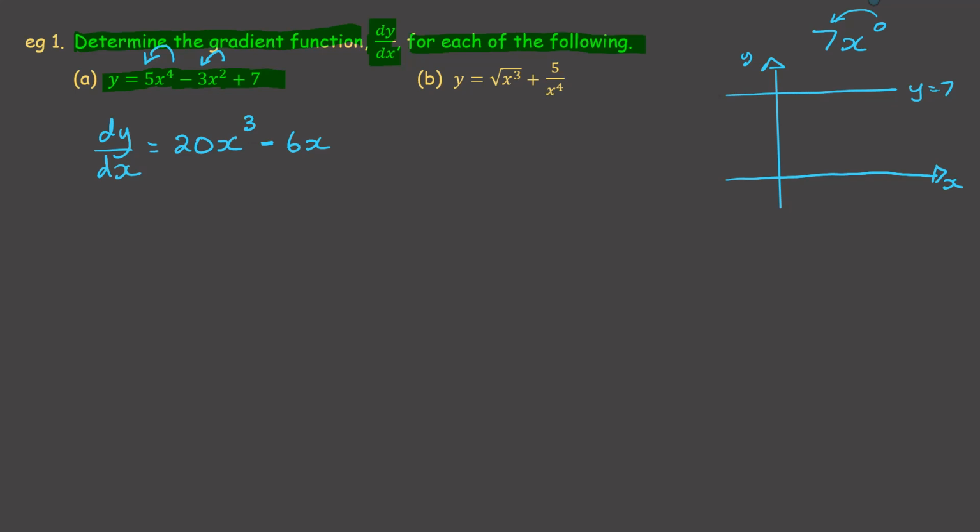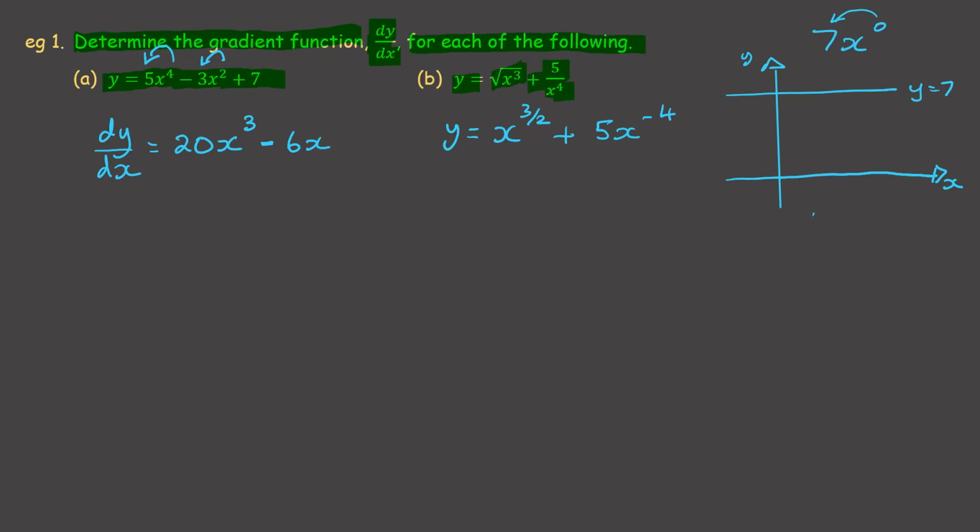Then for part B, we have y is the square root of x cubed plus 5 over x to the 4. The first thing to do is use our knowledge of indices. Square root is x to the half, so that term is going to be x to the 3 over 2. 5 over x to the 4 is 5x to the negative 4.